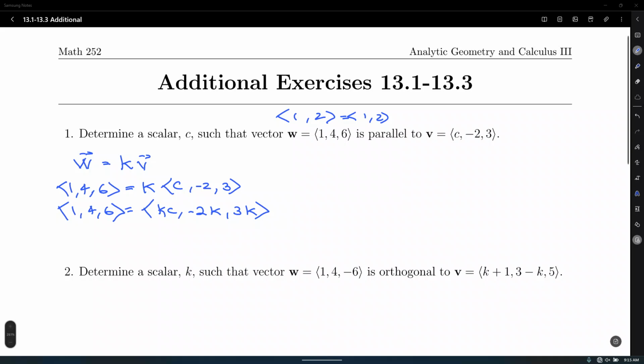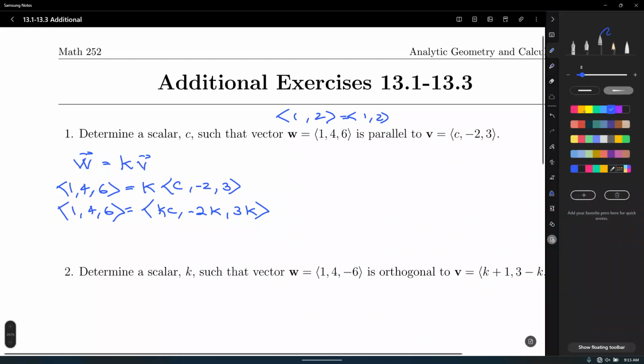So back then it was like a silly idea for it, but now it's going to be very powerful because we're going to use this to set this component equal to another component, the x component with the x component, the y component with the y component, and that's how we're going to get our value of c. All right? So, okay, so for the first equation we get 1 equals k times c. Well, that's one equation, two unknowns. Let's leave it for a second.